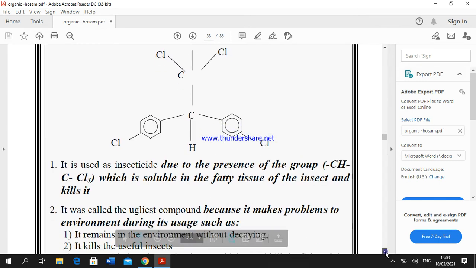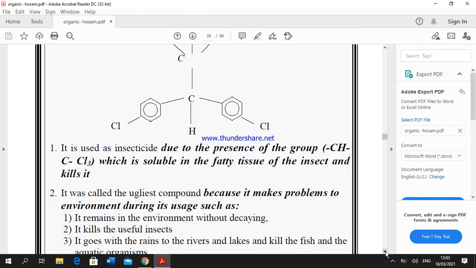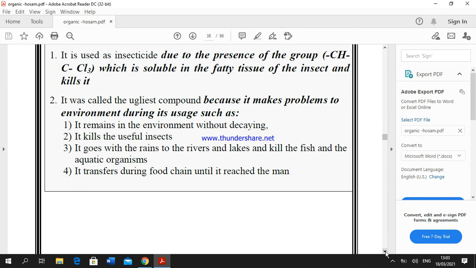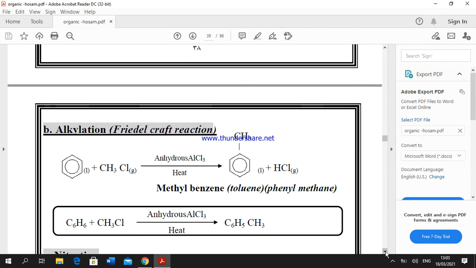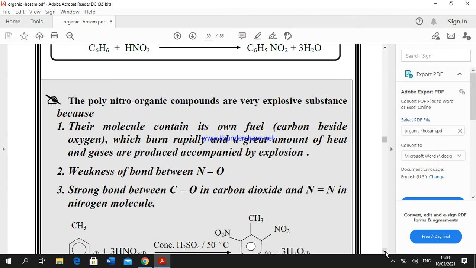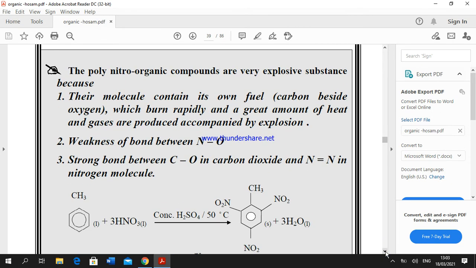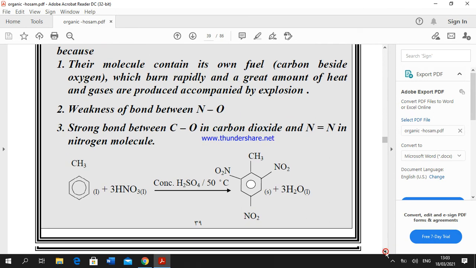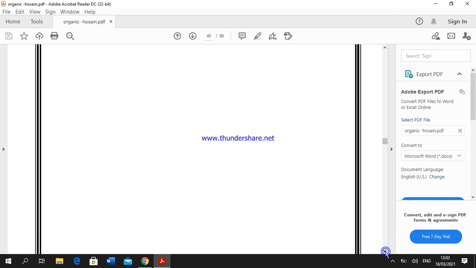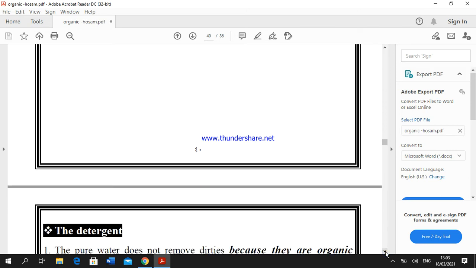Today we will talk about the hydrocarbon derivatives, okay? Hydrocarbon derivatives are organic compounds that contain carbon, hydrogen plus oxygen, nitrogen, phosphorus, okay, and so on.